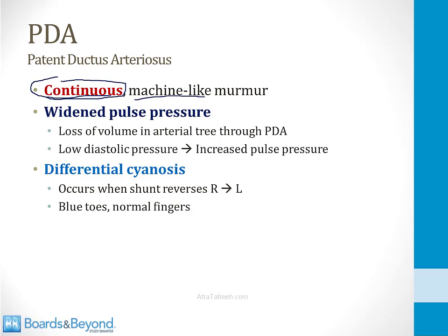Most murmurs that are caused by defects within the heart are either systolic or diastolic. A PDA is different because the defect is outside of the heart, between the PA and the aorta. It causes a continuous murmur that is heard in both systole and diastole. In addition, a PDA is one of the classic causes of a widened pulse pressure. There's loss of volume in the arterial tree through the PDA. This leads to a low diastolic pressure and increased pulse pressure.